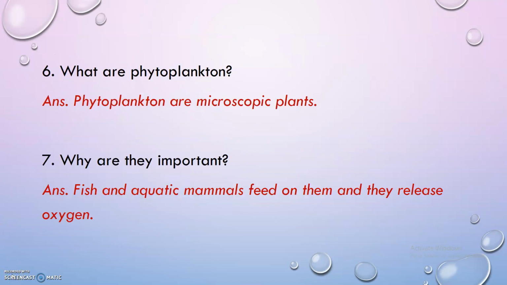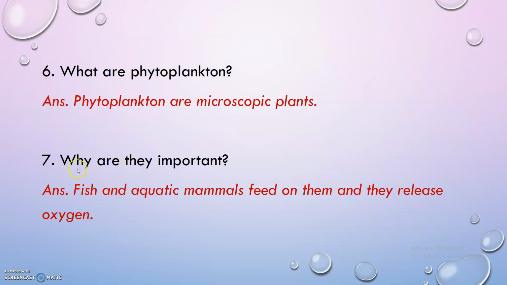So now we will discuss some questions. Question number 6. What are phytoplankton? So just now I have described it. Answer: phytoplankton are microscopic plants. To be more detailed, phytoplankton are very small plants which consist of one cell or just a few cells, which are seen in the ocean.